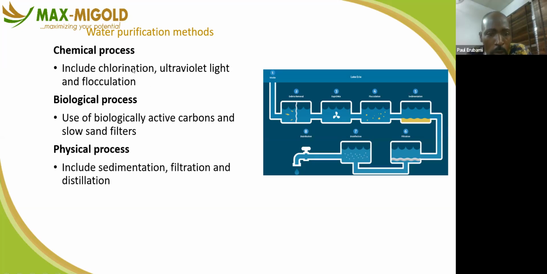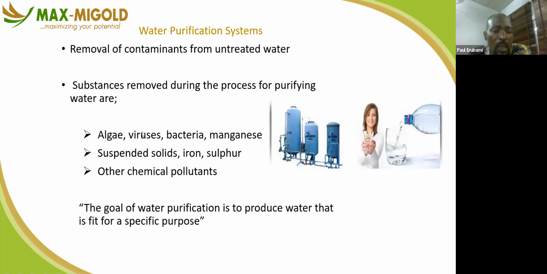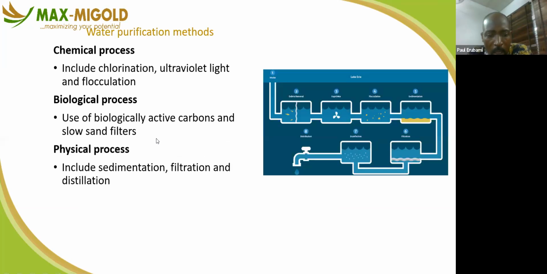The chemical process includes chlorination, or you install what we call ultraviolet light or flocculation. Then the biological process uses biological active carbon and slow sand filters. Then the physical process includes what we call sedimentation, filtration, and distillation. These are all physical processes.